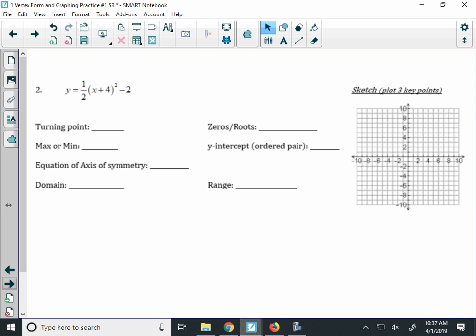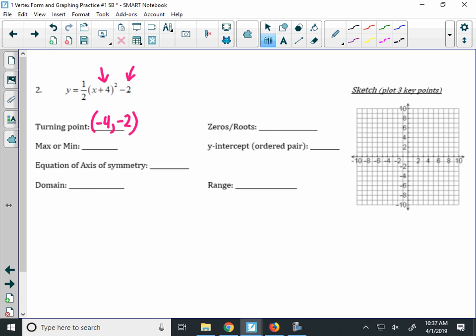All right, next problem. Number 2. You have to graph a parabola and then identify the key information. 1/2 times x plus 4, the quantity squared, minus 2. All right, to find the vertex, you take the opposite of what's inside the parentheses, so negative 4, and the same as what's outside the parentheses.